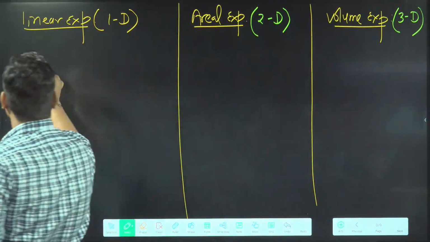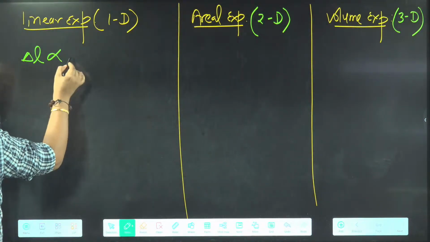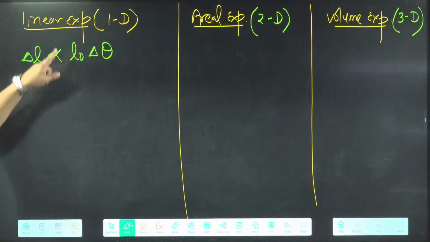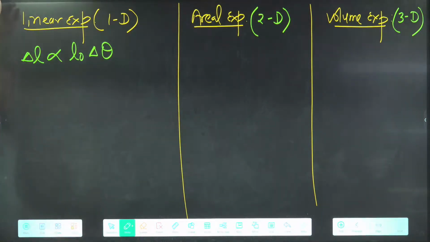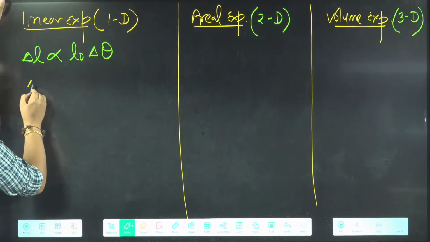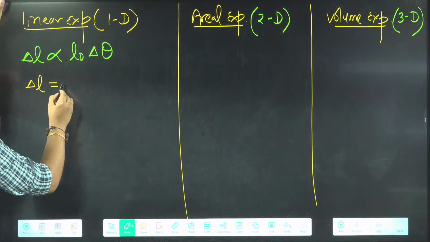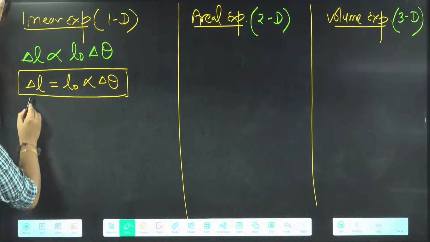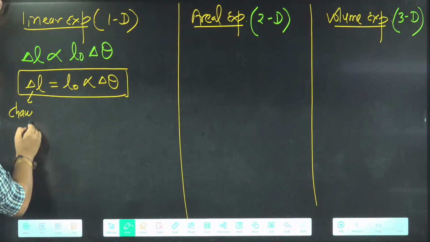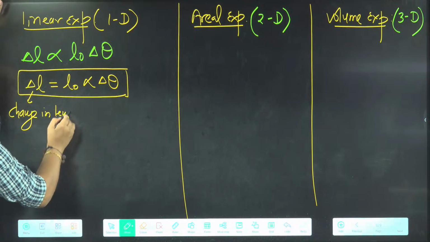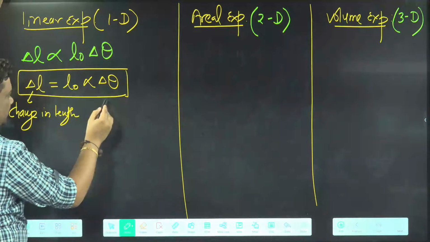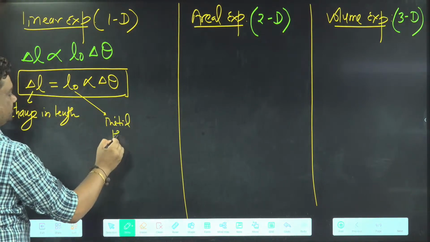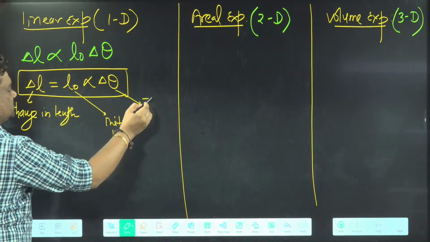Then we can write: change in length is proportional to initial length, as well as temperature change. If you increase temperature by a huge amount, the change will also be more. Then we can write delta L, with some constant coming: L naught alpha delta theta. Here delta L is the change in length, L naught is the initial length, and delta theta is the temperature change.